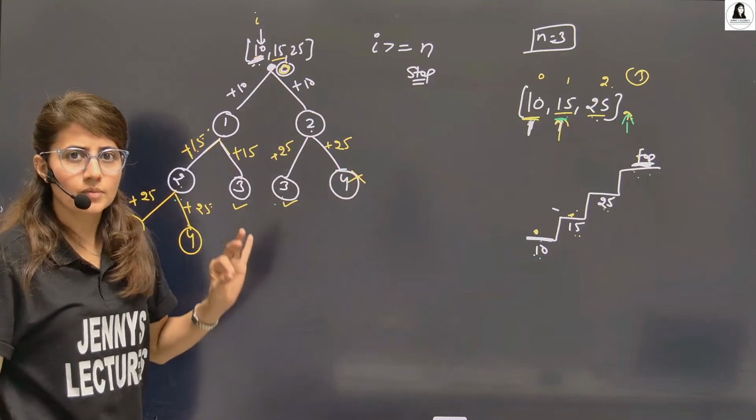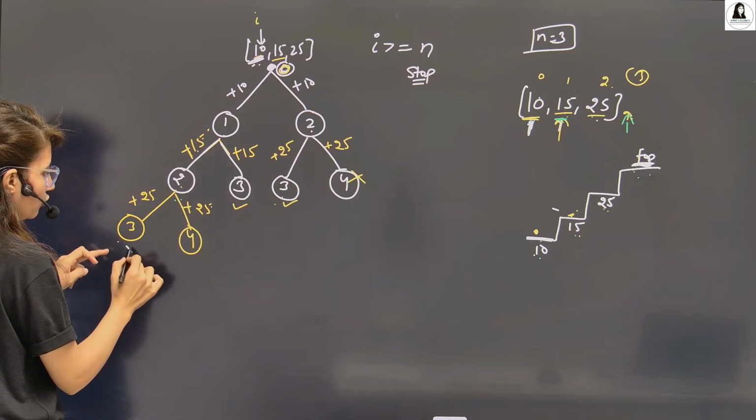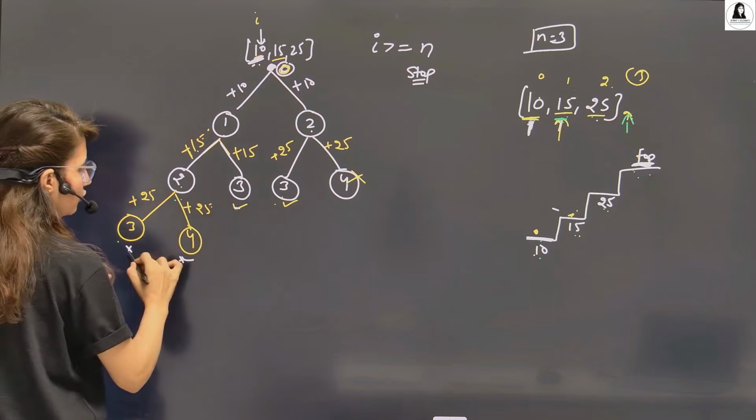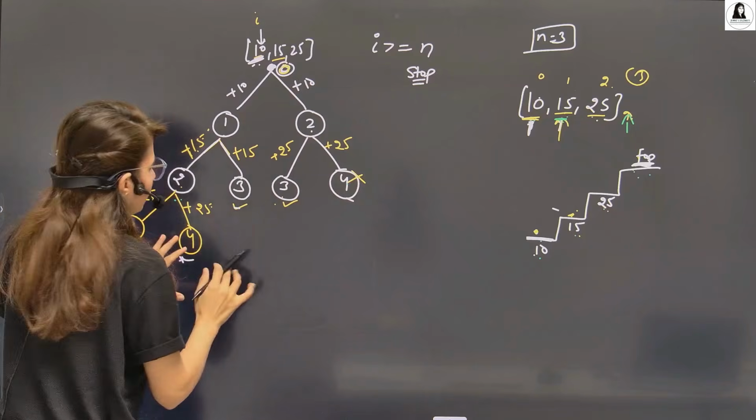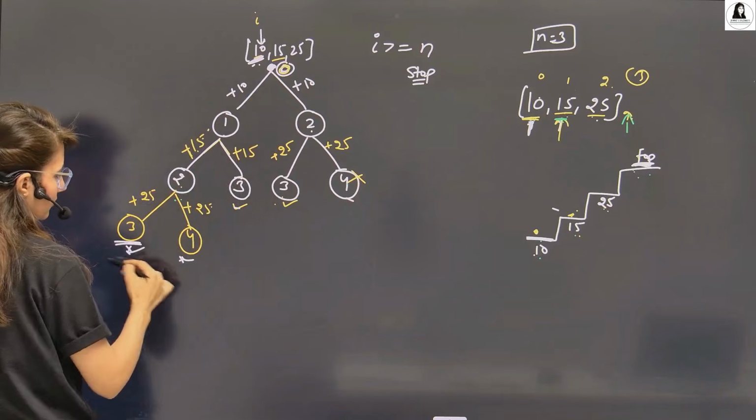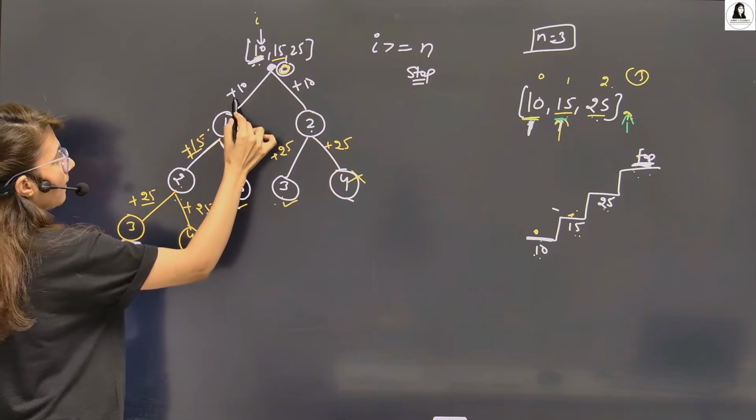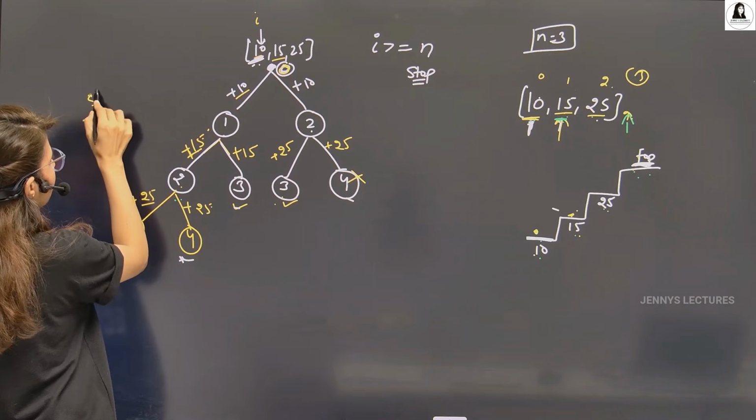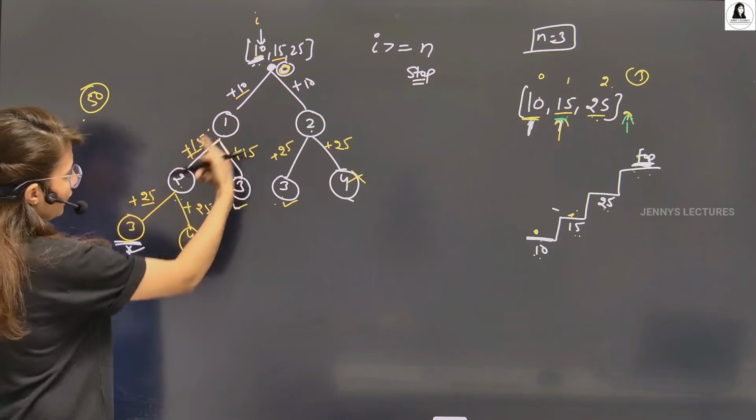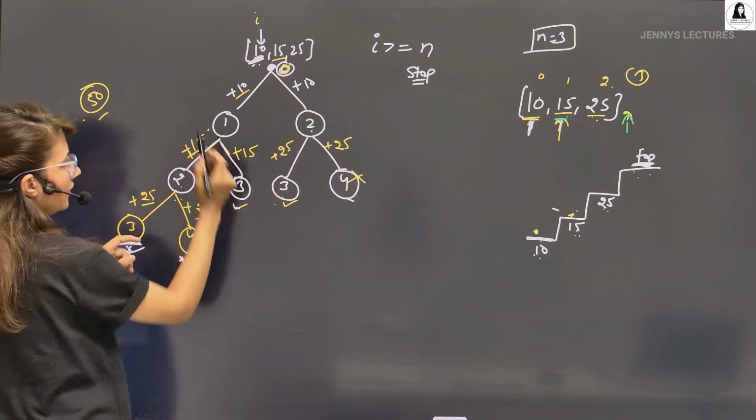Stop means we return 0. Here we stop, here we stop, here also we stop because we reached the end. So if I take this path from 3, it's 25 plus 15 plus 10. I guess that's 50. If I take this path, 25 is the same, 15 plus 10 is the same, so 50.